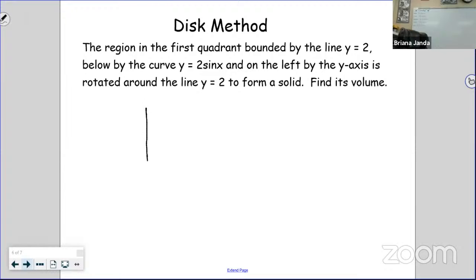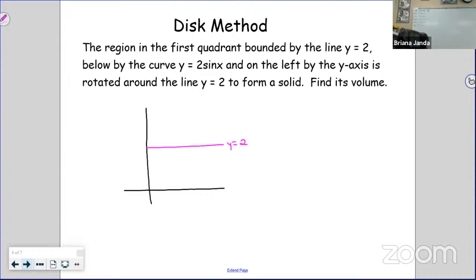So again, we start with a picture of what's going on. We have the line y equals 2, which is a horizontal line. We have the curve y equals 2 sine of x. Now, if you are not sure what those curves look like, I do encourage you to use your calculator to picture what's going on. But that's a sine curve. You guys know your basic sine curve, right?